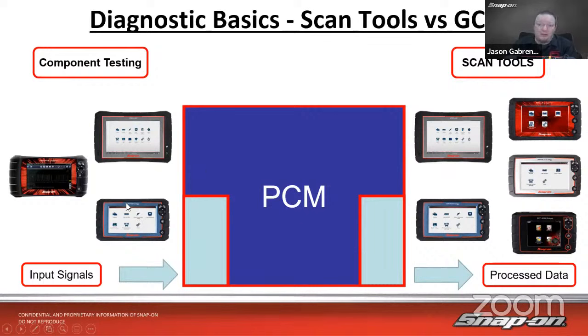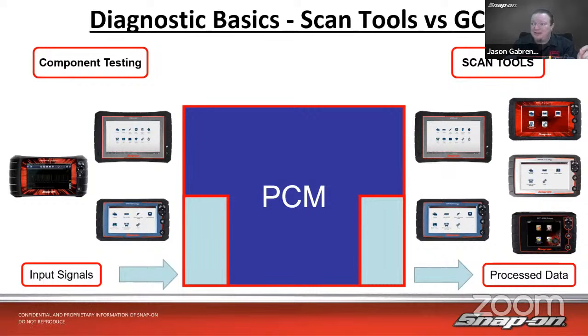So when we're testing components, usually we're going to be testing it before that signal even gets to the computer, just to make sure that the signal itself is good and the component itself is good. And then we don't have a problem in the wiring harness somewhere in between or something like that. For just relying on scan data, we're really only doing half the job. We're only looking at that data after the computer has already got its grubby little hands on it.